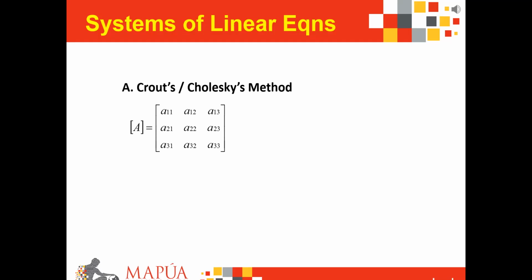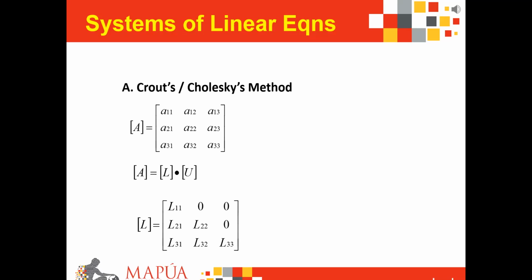Hence, some textbooks refer to this technique as LU decomposition, whereby your matrix L comprises the following elements: L11, L21, L31, L22, L32, and L33, while the rest are zero, and your U matrix comprises U12, U13, U23, a main diagonal made of one elements, and the rest are simply zero.